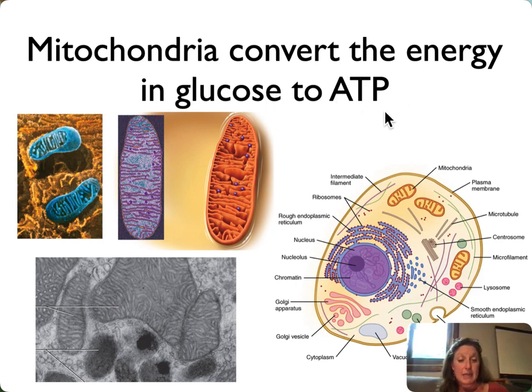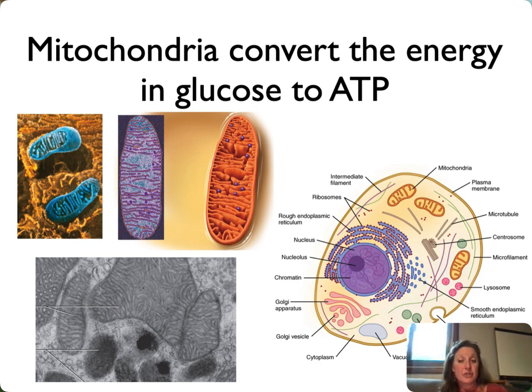Now, a lot of people will say that mitochondria make energy. They do not make energy. The only thing that produces energy is the sun. What mitochondria do is convert energy from one form, glucose, to another form, ATP, which the cell can actually use. If we didn't have the mitochondria, we would not have enough energy to be able to do all the things that our cells do.